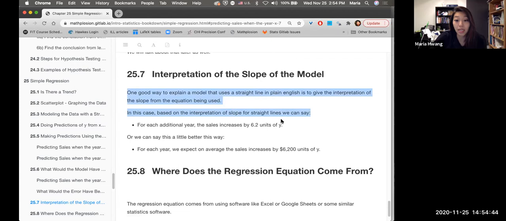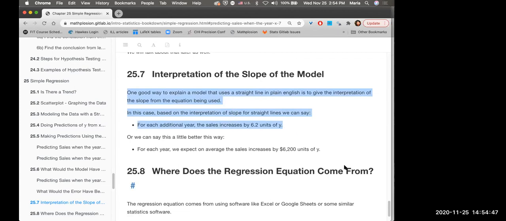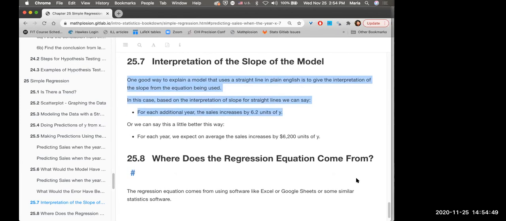Okay, let's see. Can you read this, Laura, please? One good way to explain a model that uses a straight line in plain English is to give the interpretation of the slope from the equation being used.